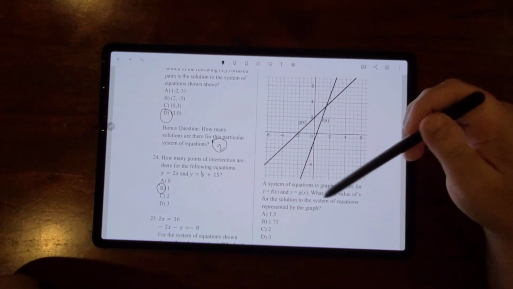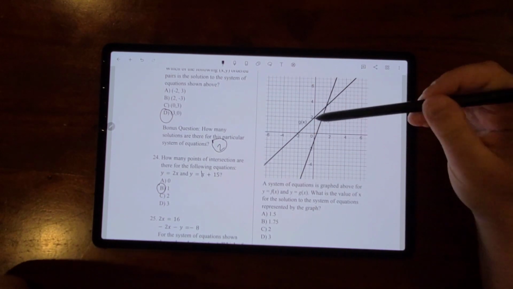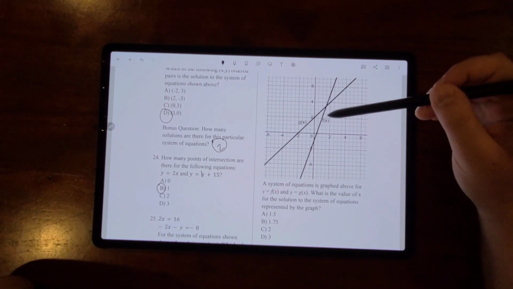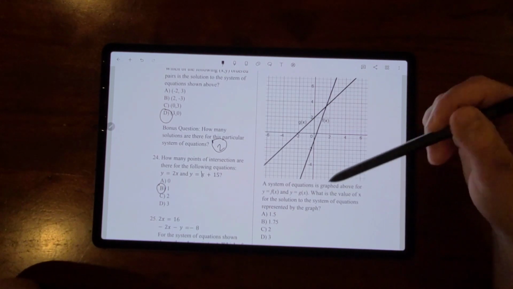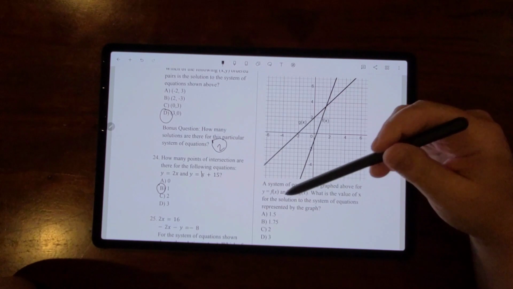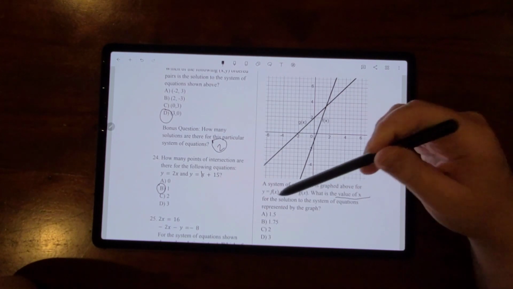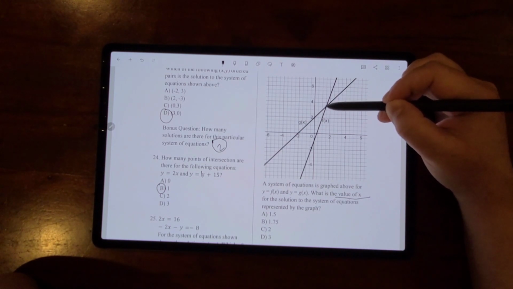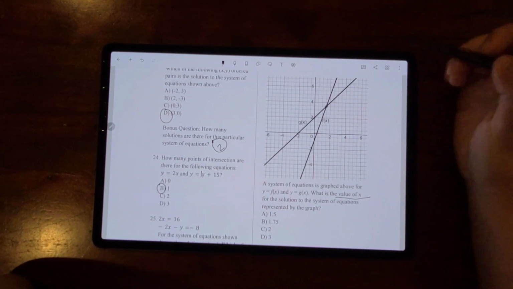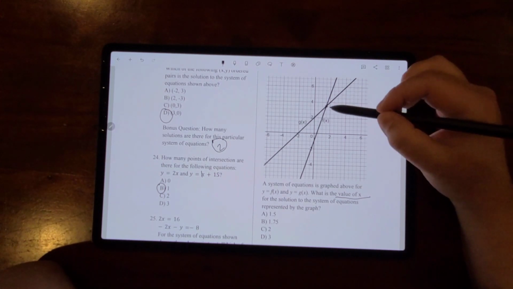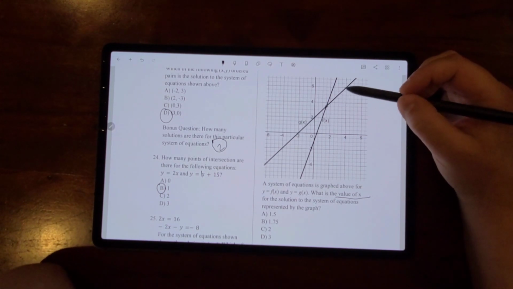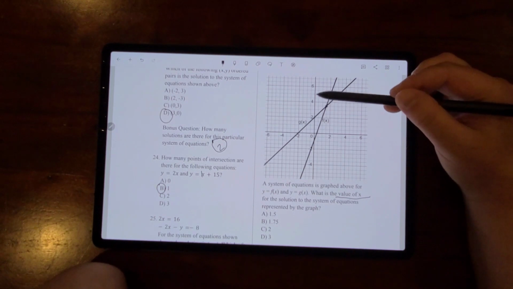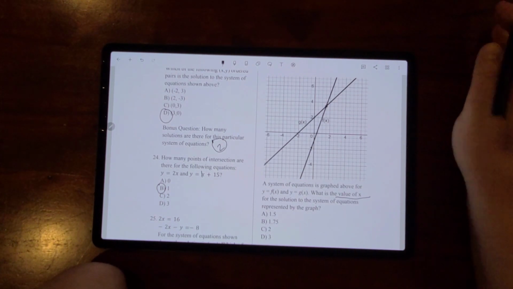So now it says that we have the system of equations right here. This line right here is g of x. This line over here is f of x. And what is the value of x for the solution to the system? Remember, the solution is the point where they cross, this x comma y where they cross. The point of intersection is also referred to as the solution, so I just need to know the x value for that point. Now be careful here, and be careful in general on the exam.